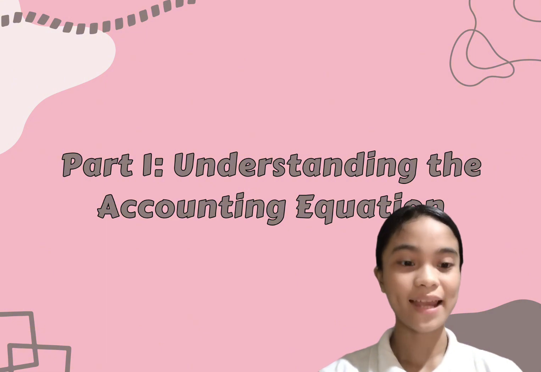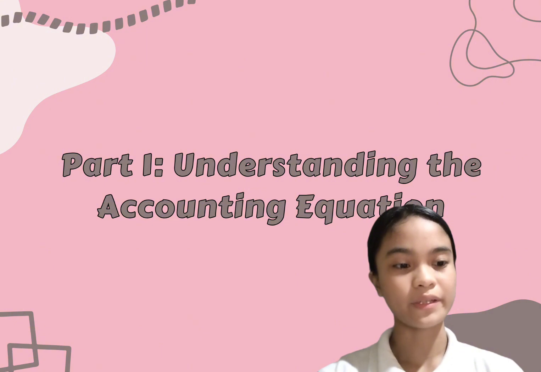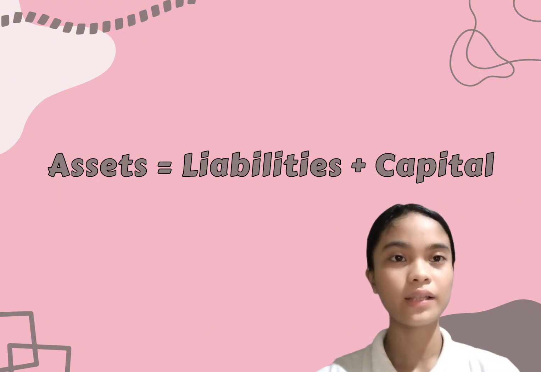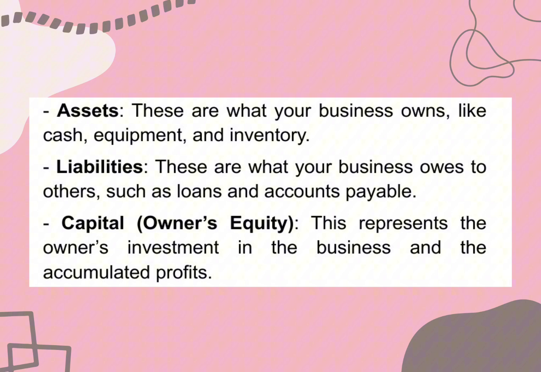Before we jump into recording transactions, let's quickly review the core concept, the accounting equation. It's the foundation of everything we'll do today. The equation is assets is equal to liabilities plus capital. But first, let me introduce the definition of assets, liabilities, and capital, or the owner's equity. Assets. These are what your business owns, like cash, equipment, and inventory. Liabilities. These are what your business owes to others, such as loans and accounts payable. The capital, or the owner's equity, represents the owner's investment in the business and the accumulated profits.